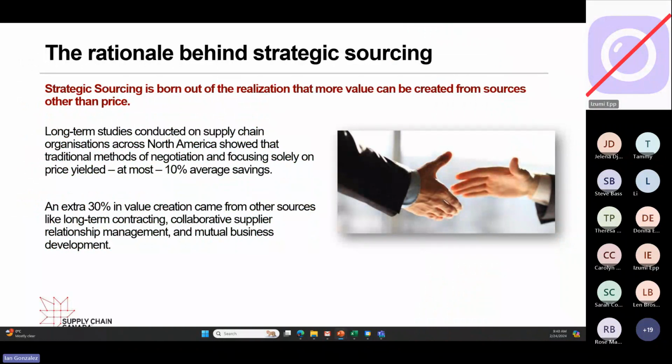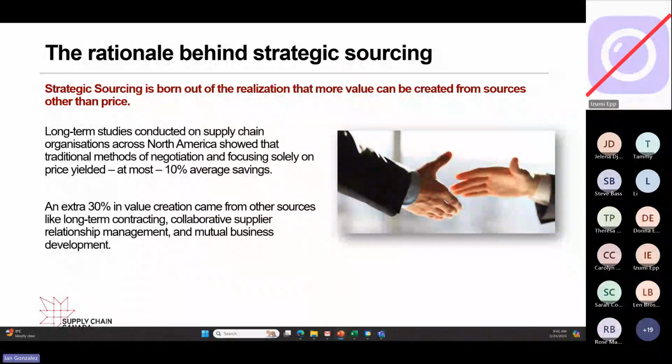The rationale behind strategic sourcing is born out of the realization that more value can be created from sources other than price. Just like I explained last week, when you shift from traditional supply chain management to a strategic one, it's no longer about commercial rates. You're thinking now about other things.